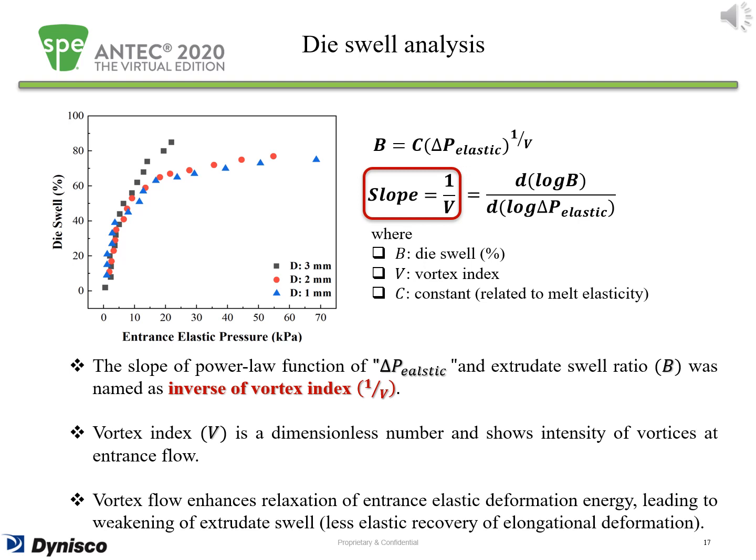We are assuming that polymers with a higher vortex index parameter have less dependency of die swell ratio on the entrance elastic pressure drop, because, as I said before, vortex flow enhances relaxation of recoverable elastic deformation energy, leading to weakening of extrudate swell. The vortex index parameter at each point of the graph of die swell ratio versus entrance elastic pressure drop was determined by calculating the derivative of the log-log plot.